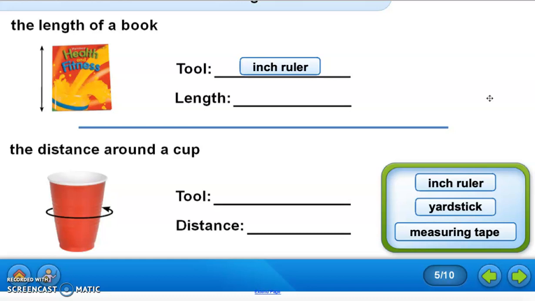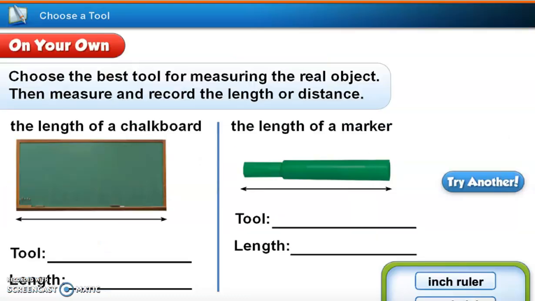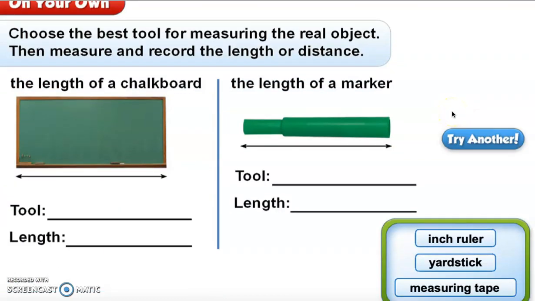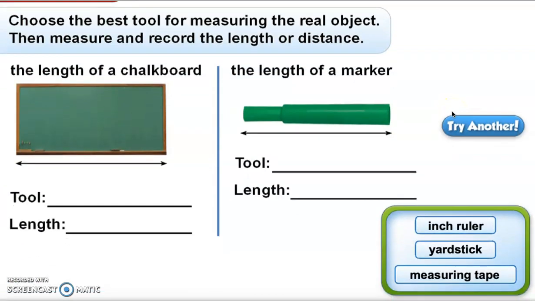Okay, so if you thought that a measuring tape would be the best tool to use, you are absolutely right. Because remember, measuring tape can be very bendy, it's very flexible. You can wrap it around things to find the distance around that object. So measuring tape would be a good tool to use for measuring the length or the distance around a cup.